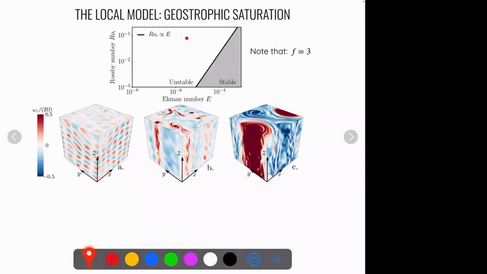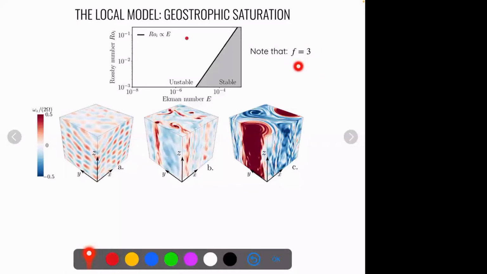Okay, so to start with, let's just do a simulation, but in a regime that is quite close to the experiments. So I put here the location of the simulation in the regime diagram. The Ekman number is about 5 10 to the minus 6, so quite close to the experiment. The Rossby number is about 7 10 to the minus 2, so also quite close to the experiments. And we have just changed the frequency, but it doesn't change very much the physics.